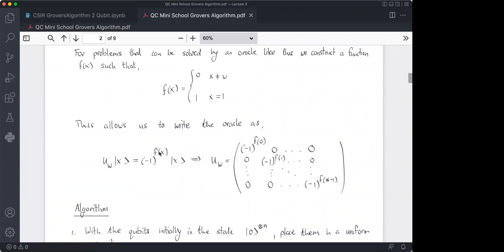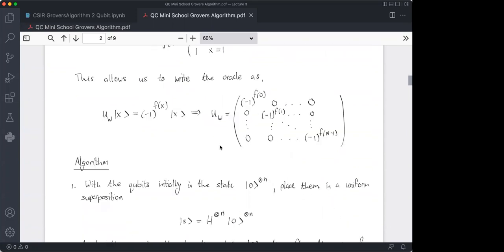Of course, if x is the winner state, then f is going to be 1, so you'll add a minus sign to the state x. And the matrix representation is going to look like this, with just -1s on the diagonal, and they're all raised to the power of f evaluated at that computational basis state.